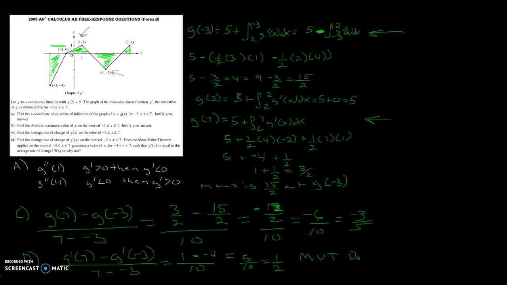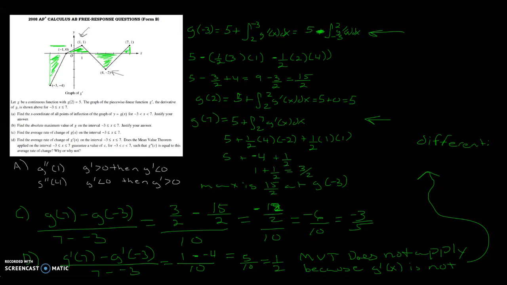MVT does not apply because g prime of x is not differentiable at x equals -1, x equals 1, and also x equals 4. Those 3 points make it not apply.